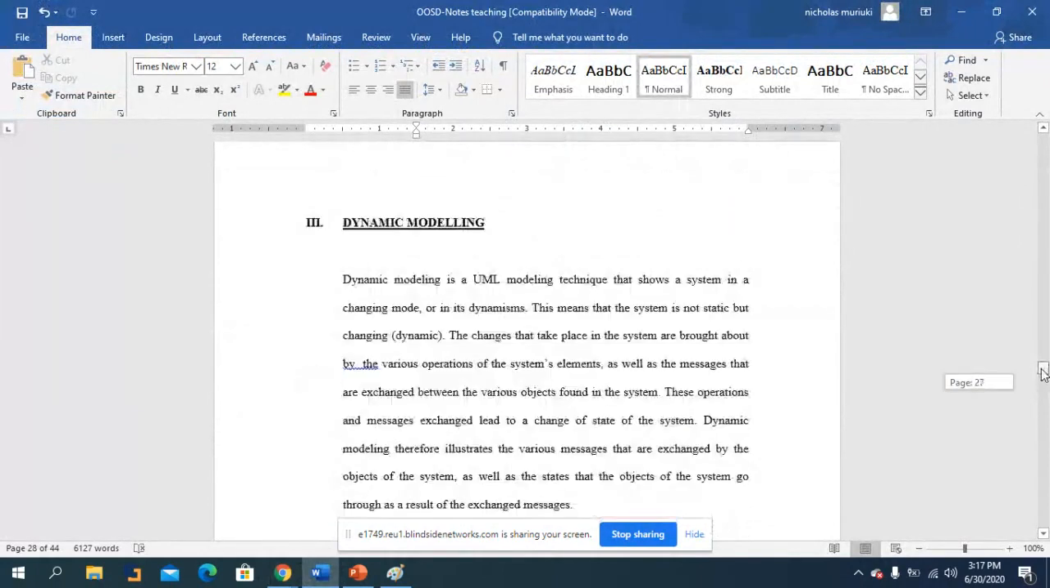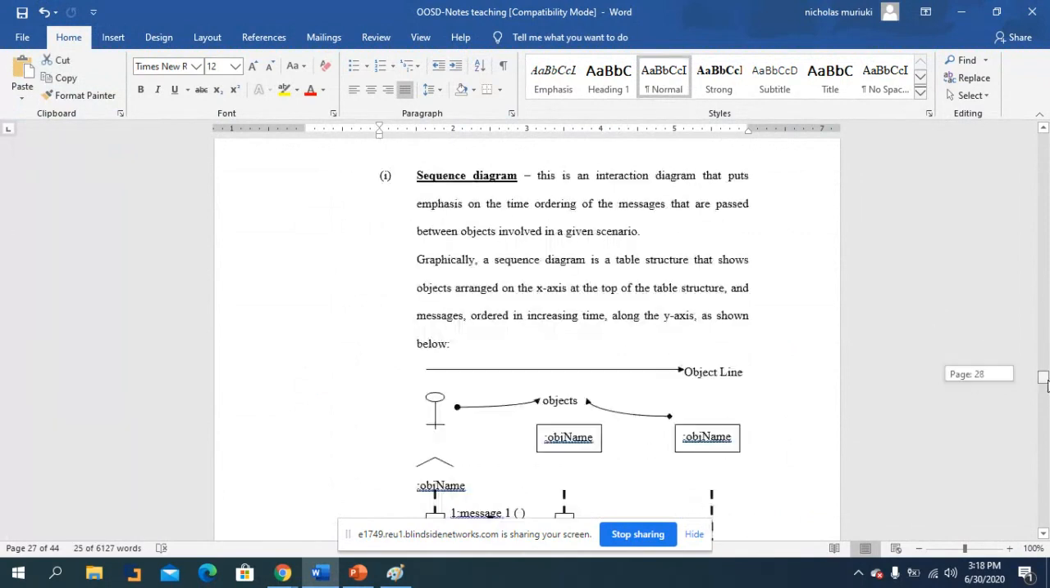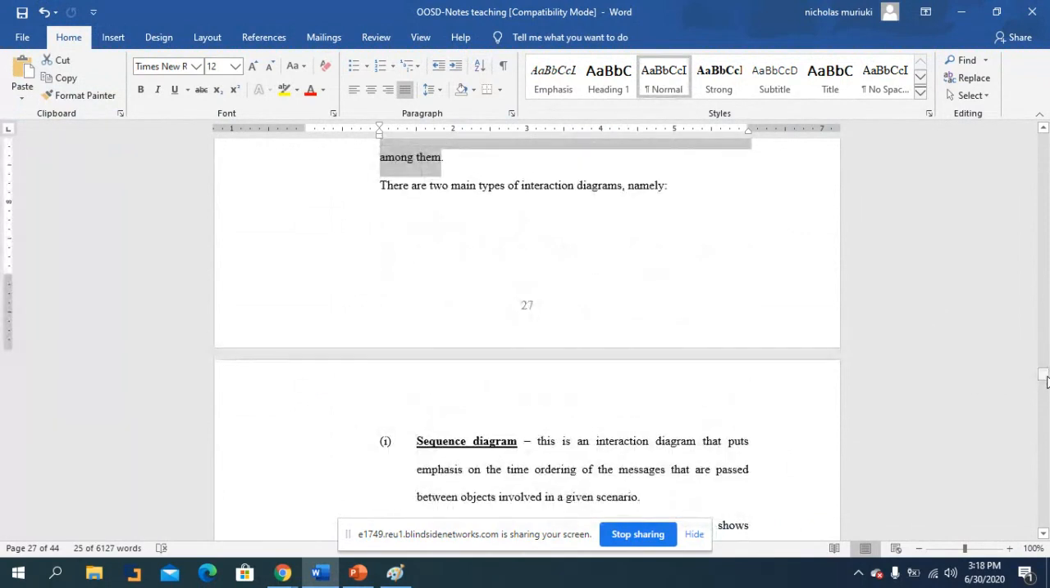And that's why, if you look at this, it consists of a set of objects, and these relations include the messages that may be passed among them. So there is a message that is supposed to be passed, but this message is supposed to be passed at a given time. It is not all the time, it is at a given time.